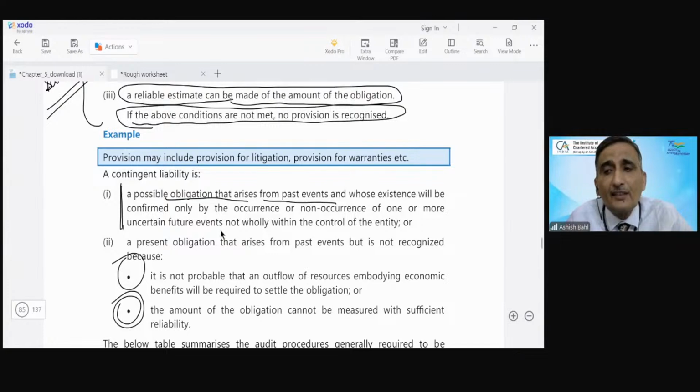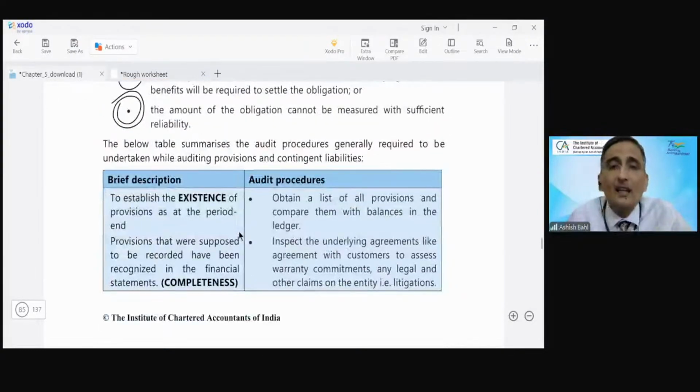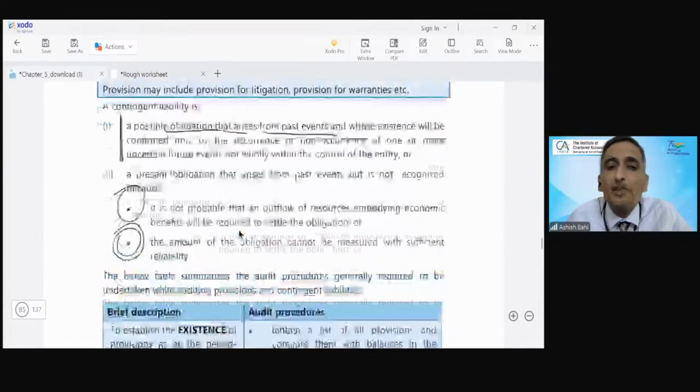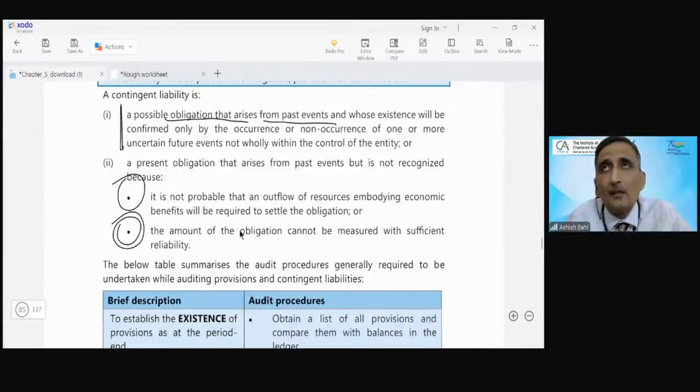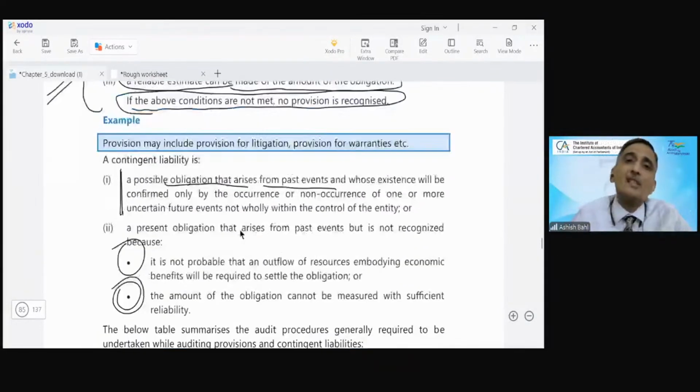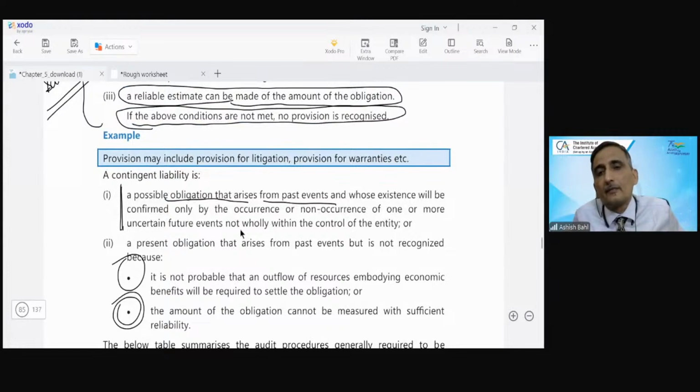And once you have understood this concept, and I'm pretty sure you have already read about it in AS 29, you can frame audit procedures. So how would you verify provisions and contingent liabilities? Which audit procedures would you perform? Yes, students. Just do not see from your module, do not refer to your module, just write by applying your own mind.